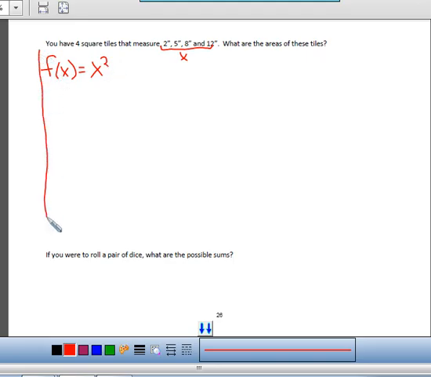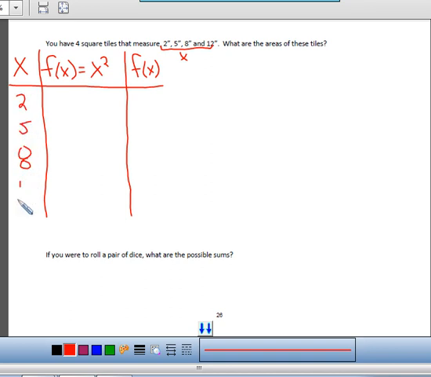So now I'm going to use that. I'm going to make a wonderful table. And over here go the x values, and over here is our f of x values. What we get when we plug in our input. Our inputs are 2, 5, 8, and 12. So if I plug in 2, I get 2 squared, 5 squared, 8 squared, and 12 squared. What does that equal? Well, when I plug in 2 squared, I get 4. 5 squared, I get 25. 8 squared, I get 64. And 12 squared, I get 144.